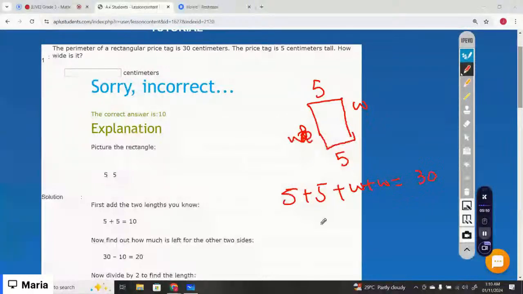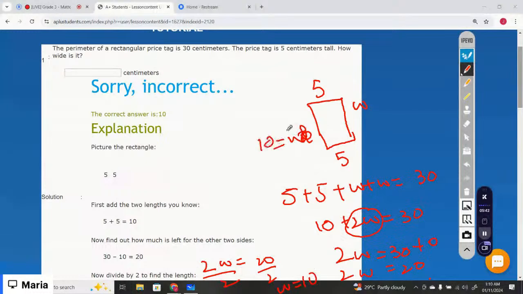So 5 plus 5 is 10. You have 10 plus 2W equals 30. 10 plus what number equals 30? You need to subtract 10 from the other side. So 2W equals 30 minus 10. 30 minus 10 is 20. 2W equals 20. To find the length of one side, divide both sides by 2. Then you have W equals 10. That means the length of this side is 10, because 10 plus 10 is 20 and 5 plus 5 is 10. The length is also 10. Got it?